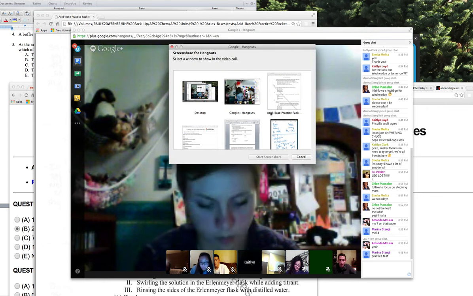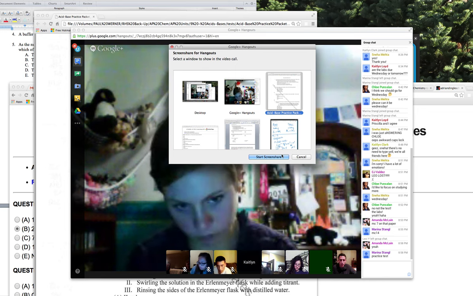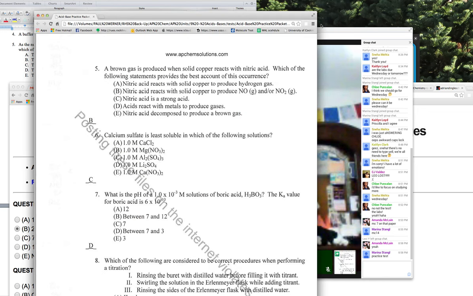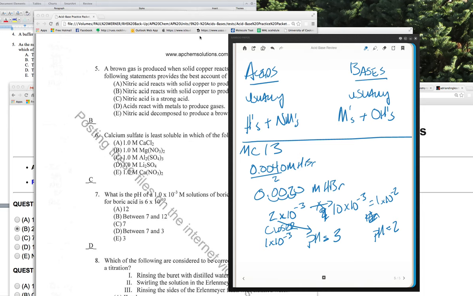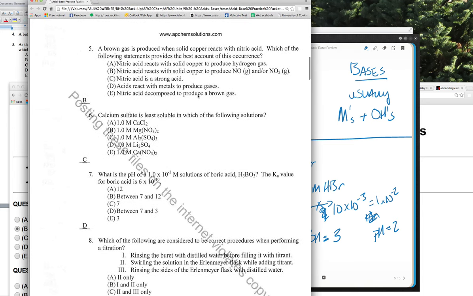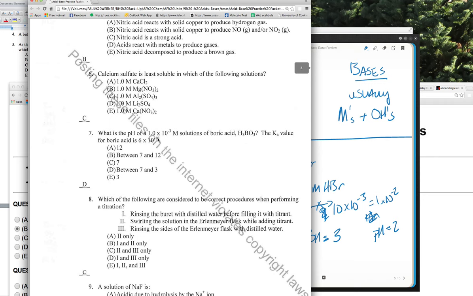So, practice packet number 7. What is the pH of a 1 times 10 to the negative 3rd molar solution of boric acid? The Ka value for boric acid is 6 times 10 to the negative 10th. Okay, so they give you some ranges here, which is kind of interesting. And the answer is D, but more importantly, how would you figure this out?